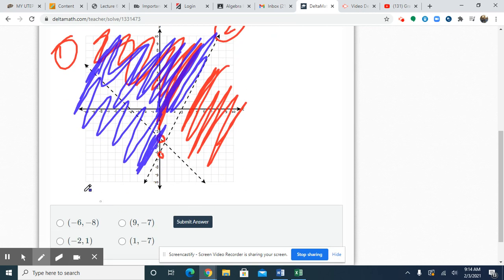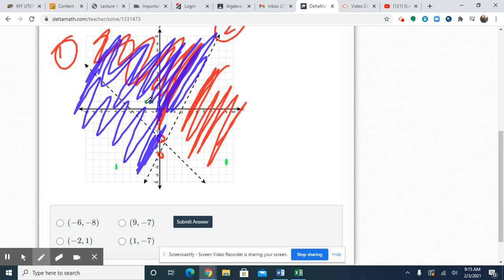So again, based off of that, let's try to graph out the points. So we have -6 and -8, which would be a solution to line 2, but that's it. 9 and -7 falls over here. That's a solution to line 1.